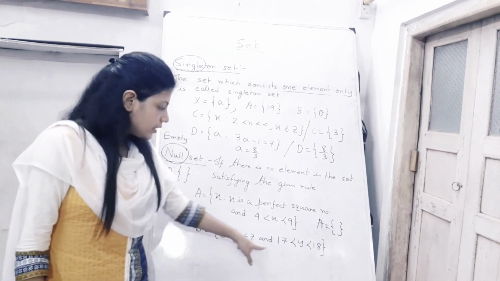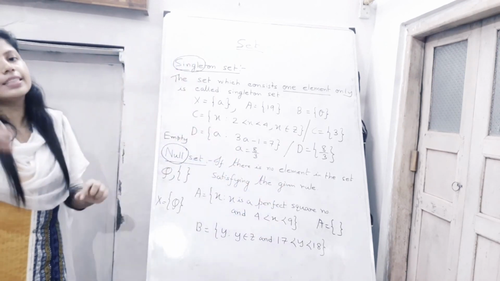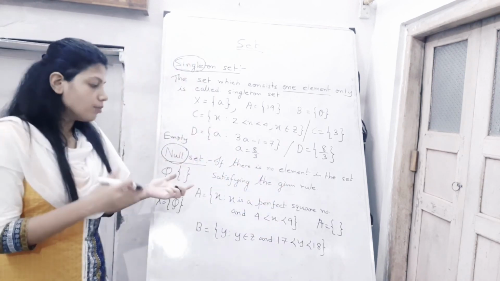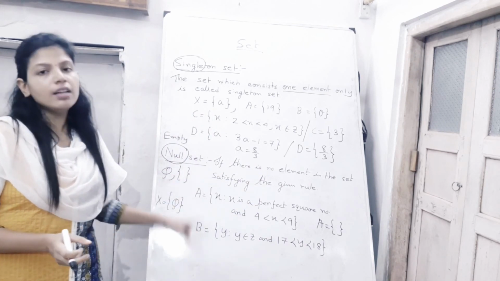Y belongs to Z and 17 less than Y less than 18. We know that there is no integer between 17 and 18. So that's why B is also a null set.